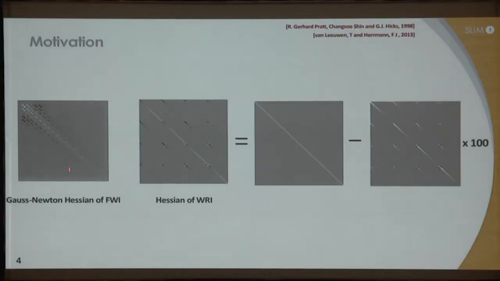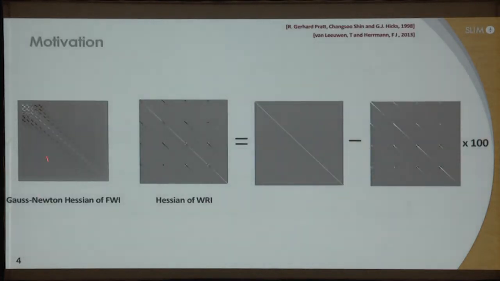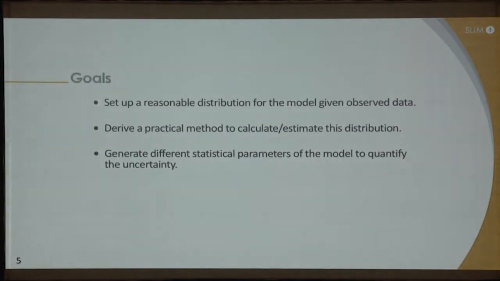If you compare the Gauss-Newton Hessian of the traditional FWI and WRI, you can see we can easily get the diagonal part of the Hessian from WRI, which will be very useful when we do the uncertainty quantification. For traditional FWI, even getting some diagonal part is very expensive.